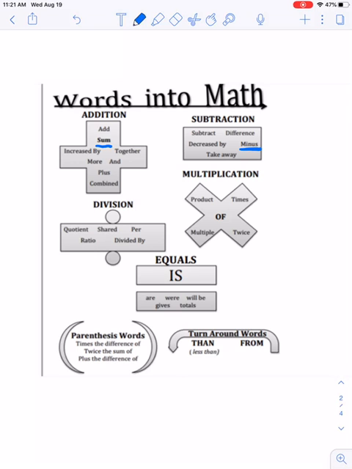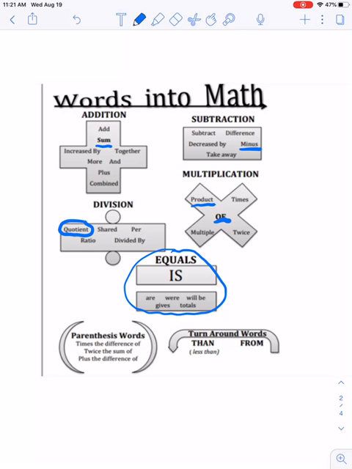One that we see a lot that you might not be super familiar with is the word quotient. Quotient means division. For multiplication, if you see of or product, those are words that indicate multiplication, along with all those other ones next to the multiplication symbol. And here are some words that represent equal to. Again, I would read through all these words. These are things that you need to be familiar with.